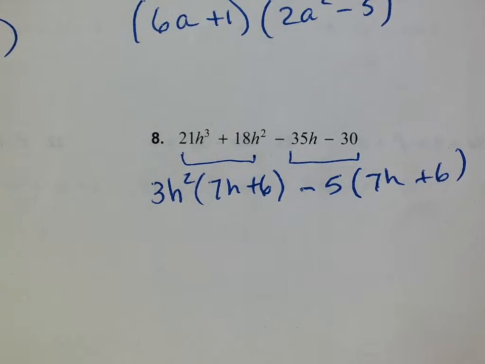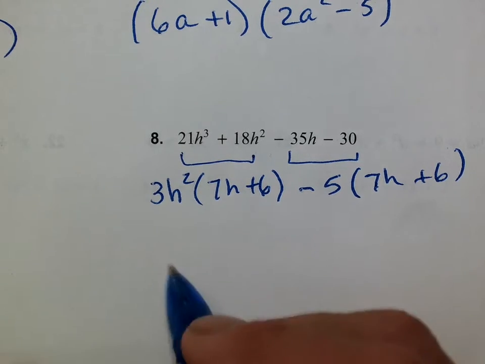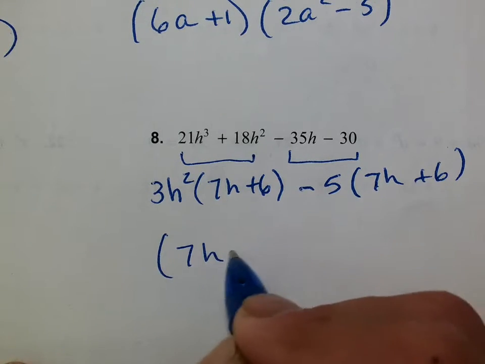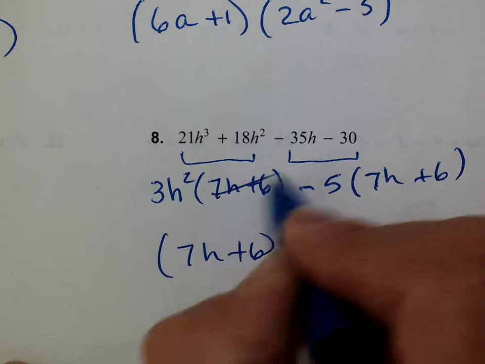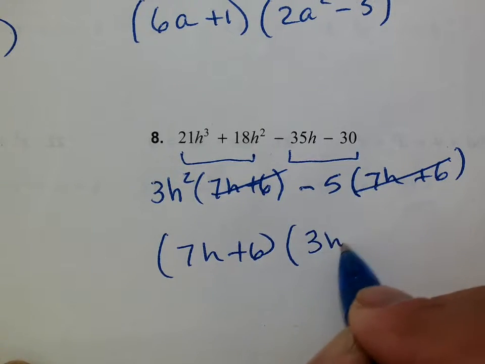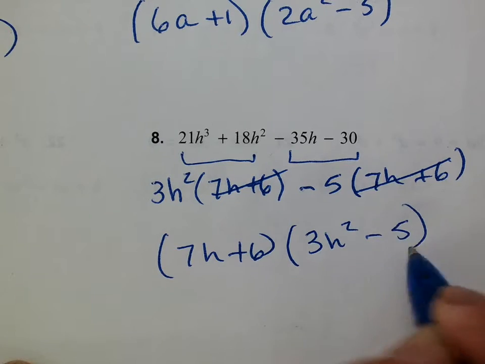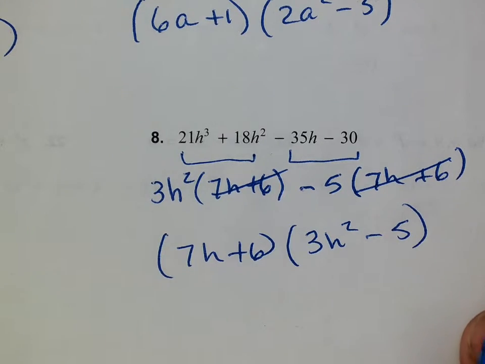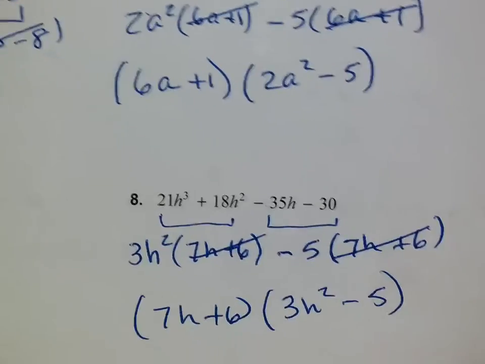Okay, then what do they have in common? 7h plus 6. Take it out. What's left over? 3h squared minus 5. Awesome. Okay, now we're going to turn the page. So that's called factoring by grouping. Okay, they call that by grouping.